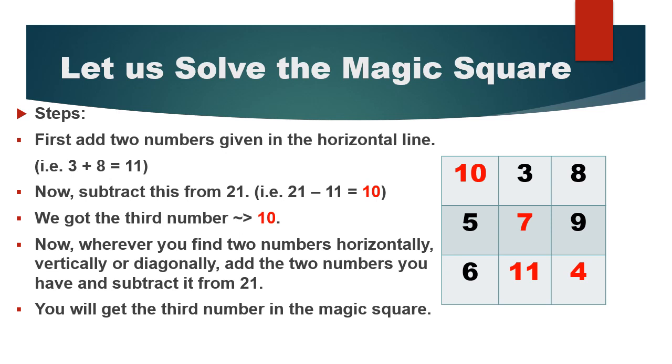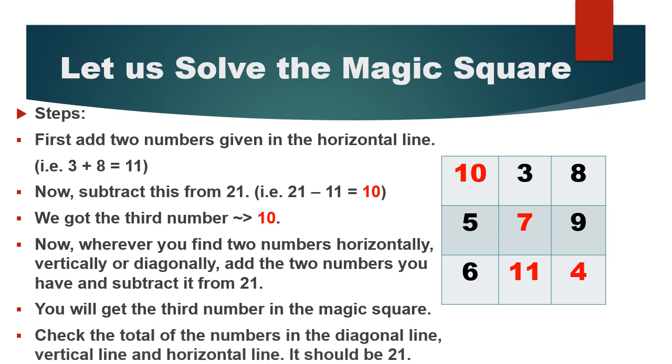So now we will check the total of the numbers in the diagonal line, vertical line and horizontal line. Be careful. It should be 21. First, let us check the first horizontal line. That is 10 plus 3 plus 8. That gives you 21. Second horizontal line, 5 plus 7 plus 9. That is 21. And the third horizontal line is 6 plus 11 plus 4 is equal to 21.